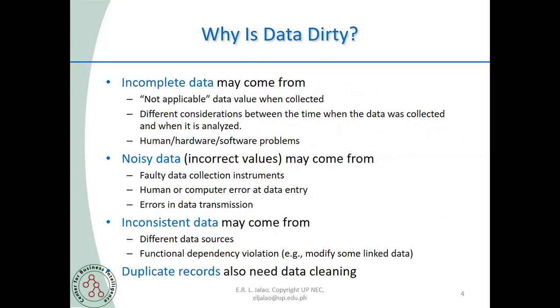Incomplete data may come from not applicable data value when collected, different considerations between the time when the data was collected and when it is analyzed. And of course, we have also human and hardware or software problems, or human error. We have also noisy data: incorrect values may come from faulty collection instruments, human or computer error at data entry, and errors in data transmission.